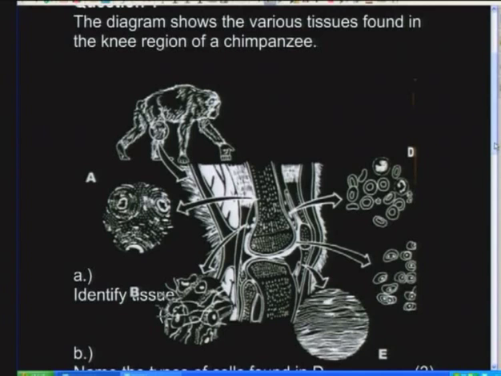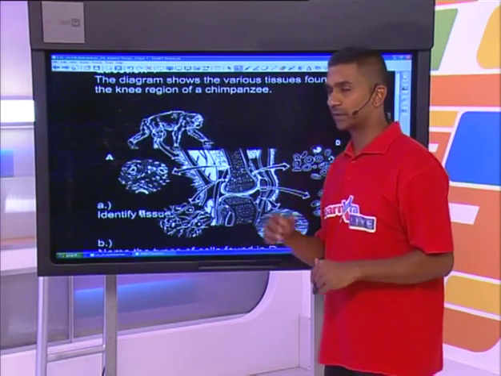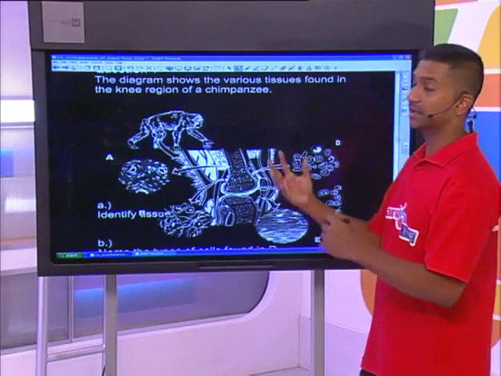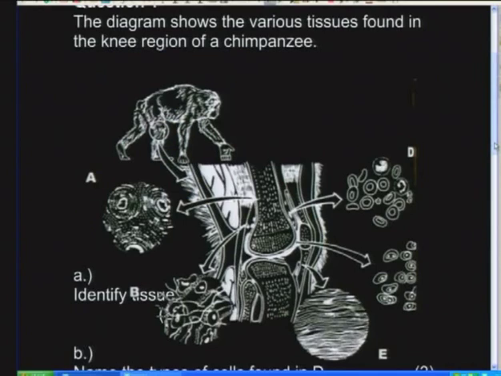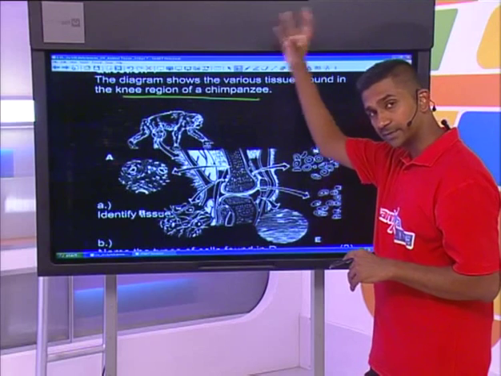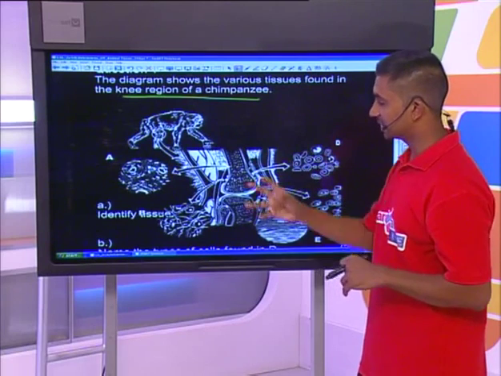Now, what is unique about this diagram is that it's very similar to the diagram that we saw earlier on, where I just had color. Here we've got a diagram that's in black and white. It's called the knee region of a chimpanzee. Nothing different from a human knee region. So I'm sure you guys are going to now be able to identify this diagram, relate that to the diagram that we've had already, and then try and answer these questions.